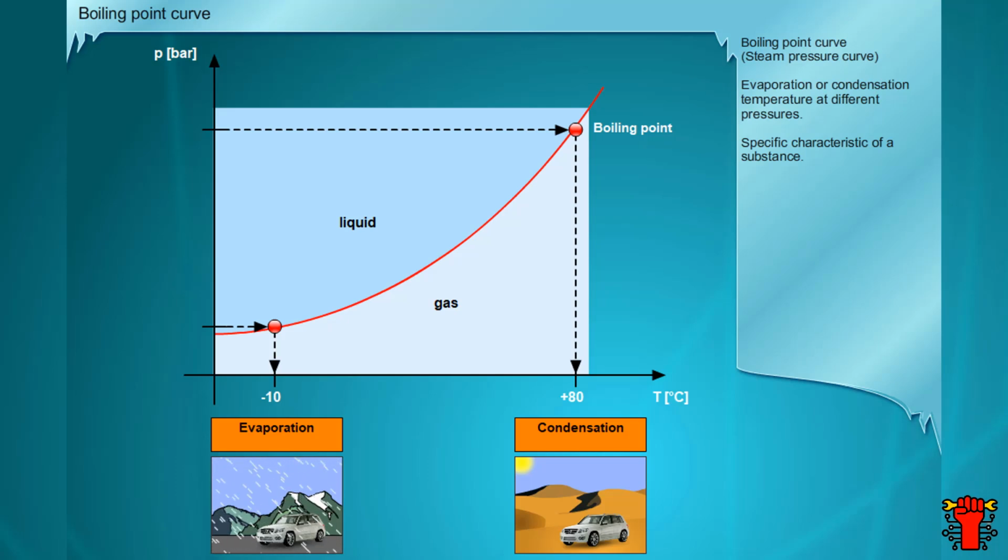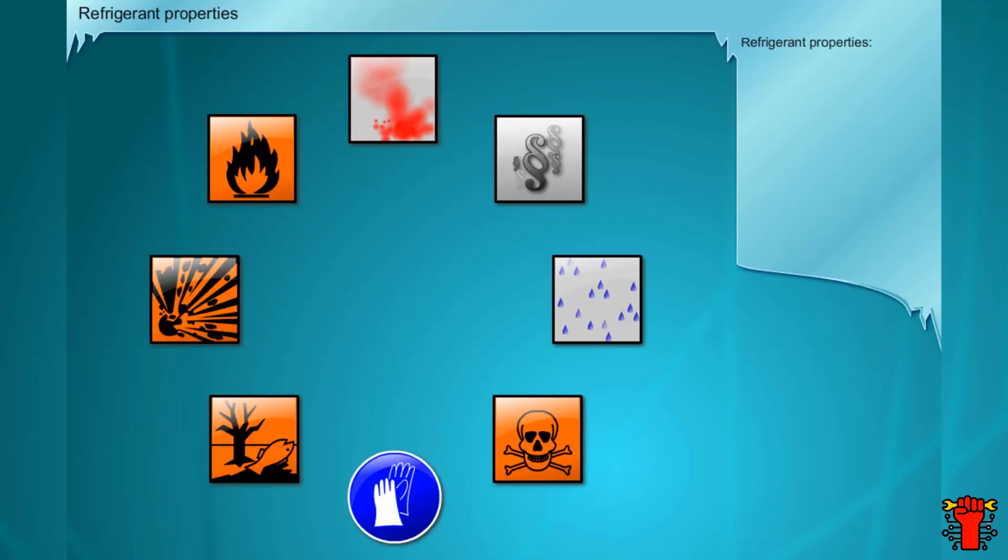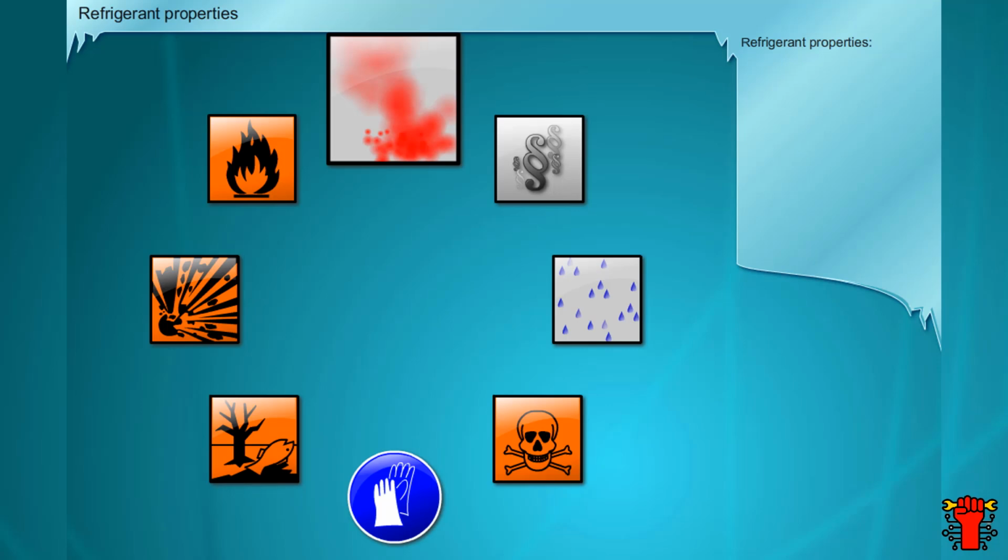Vehicle refrigeration systems usually operate within a pressure range between 2 and 26 bar. This key data can be used to select the refrigerant. The boiling point curve of R134A is a perfect match. Due to its low boiling point, the refrigerant already starts to evaporate at room temperature.